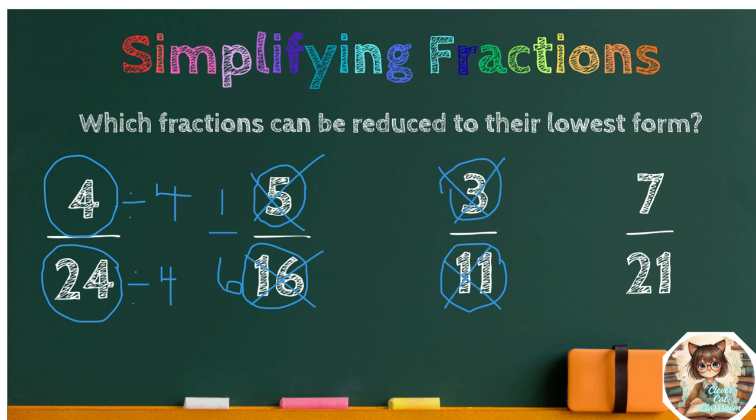Right, last one, 7 out of 21. Is there a common number that we can divide 7 by and 21? Both of them? Yes, there is. We can do 7. So let's say 7 divided by 7, 21 divided by 7, and we get 7 divided by 7 is 1. 21 divided by 7 is 3. So the simplified form of that is 1/3.